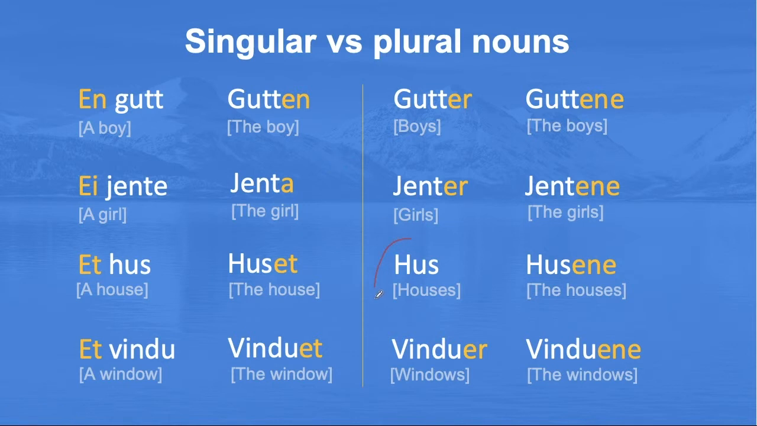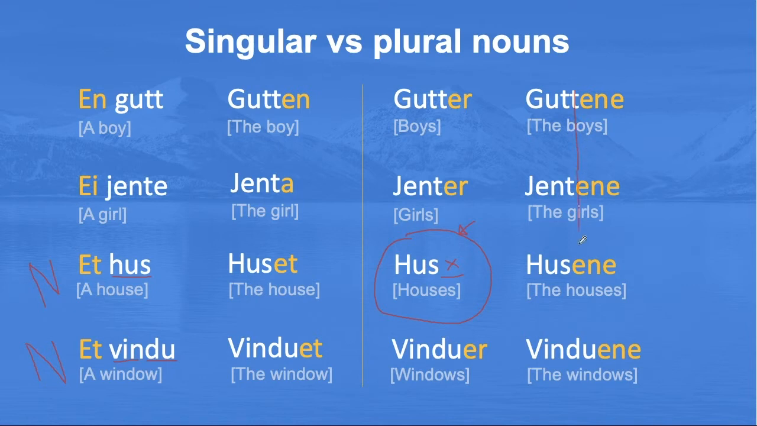So let's make some observations. The first thing that we notice is that this word does not have an ending. Why not? Well, a house in Norwegian, et hus, is a neutral noun. And that is also the case for et vindu, a window. But the difference is that et hus is only one syllable, while et vindu has two syllables. So neutral nouns with only one syllable do not have an ending in the plural version, more specifically the indefinite version. So that's the first observation to remember.